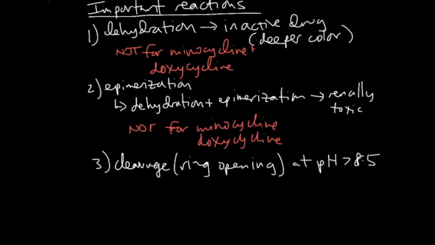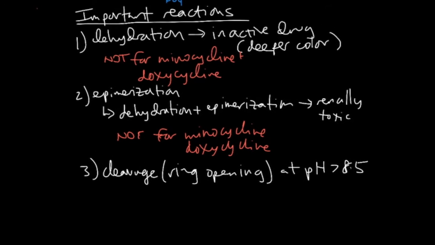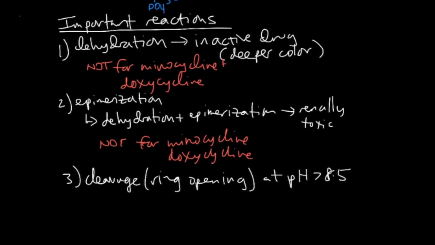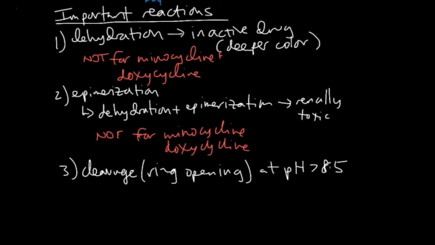Okay, so there are 3 important reactions that tetracyclines can undergo that can make them inactive, ineffective, or just bad. One is dehydration, which inactivates the drug. And you can see this because the drug looks like a deeper color in the bottle. And this does not happen for minocycline and doxycycline.